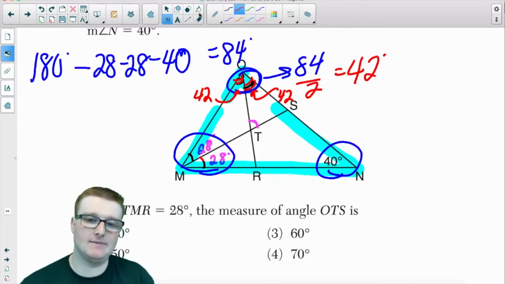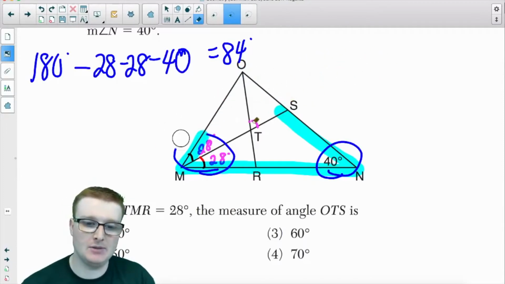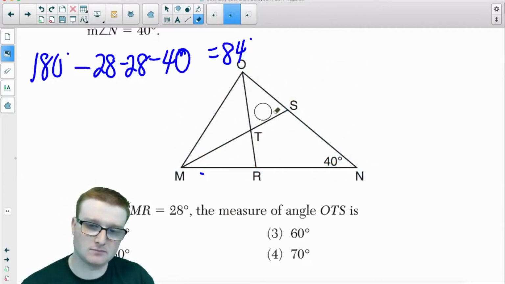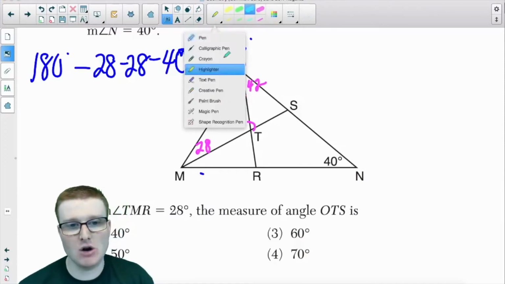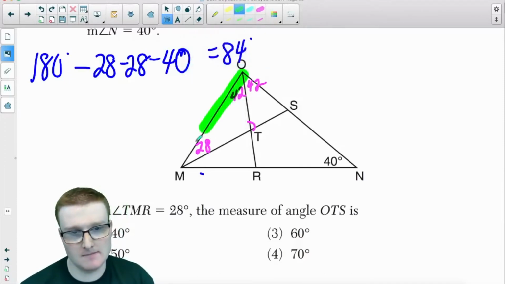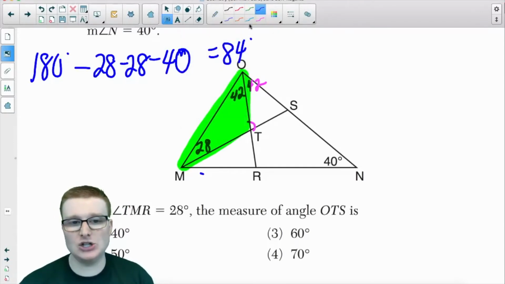Well, how do we get to that? Let me erase some of this stuff just to have a cleaner image, and let me show you what's going on. We know that this angle is 28. I just told you that this is 42. We're trying to solve for this angle. This is 42 as well. Well, there's another triangle here, folks. Look at this triangle. That could help us because a triangle has 180 degrees.